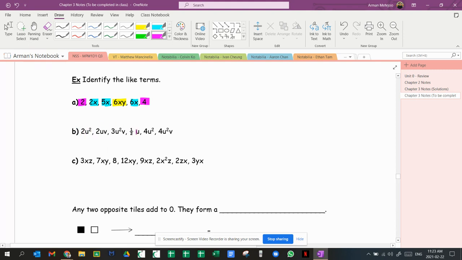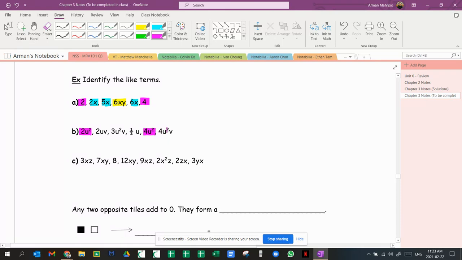Let's look at example B. So the first thing I see is 2u squared. Let's keep looking through these terms to see if there's any term that also has the variable u that's being raised to the second power. It looks like this one has a u, which is squared, but it also has a v, so it wouldn't be a like term. Let's keep going. It looks like 4u squared would work because it has a u and it's being squared. And it looks like that's all.